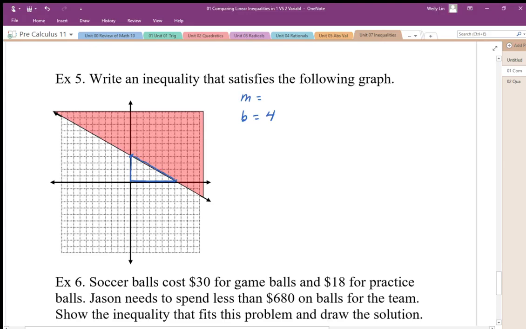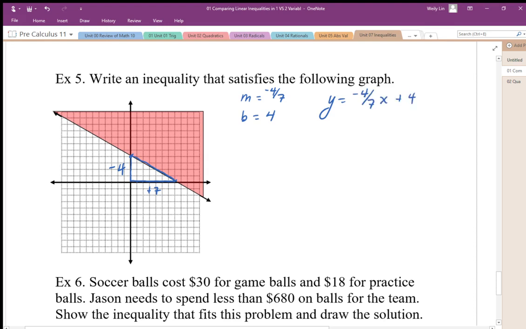It looks like I have a rise going left to right. I go 1, 2, 3, 4 down, so minus 4. A run of 1, 2, 3, 4, 5, 6, 7, so plus 7. So my slope is negative 4 over 7. So my boundary line looks like this: y equals negative 4 over 7 x plus 4.